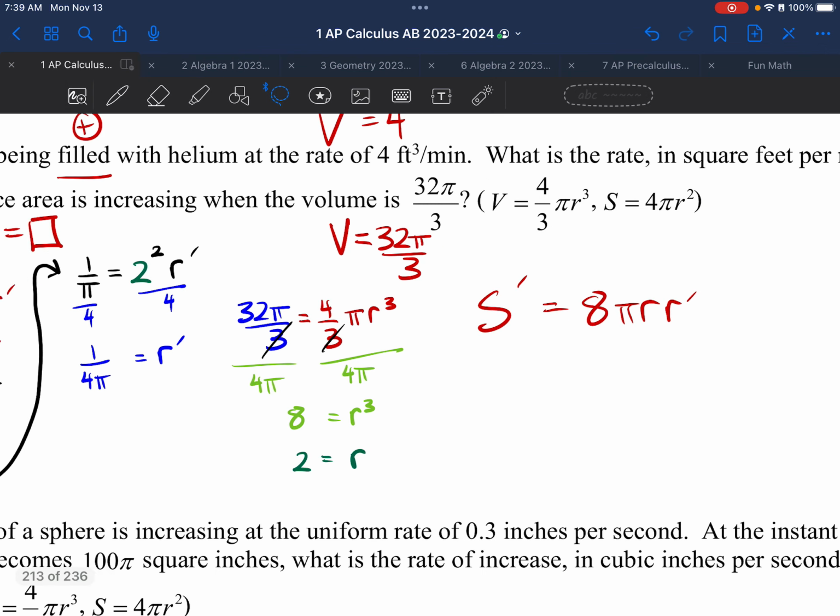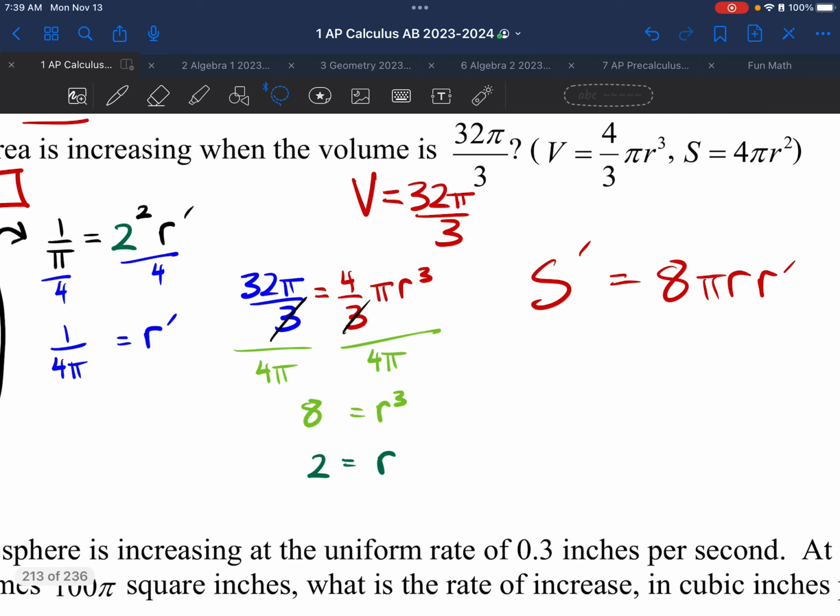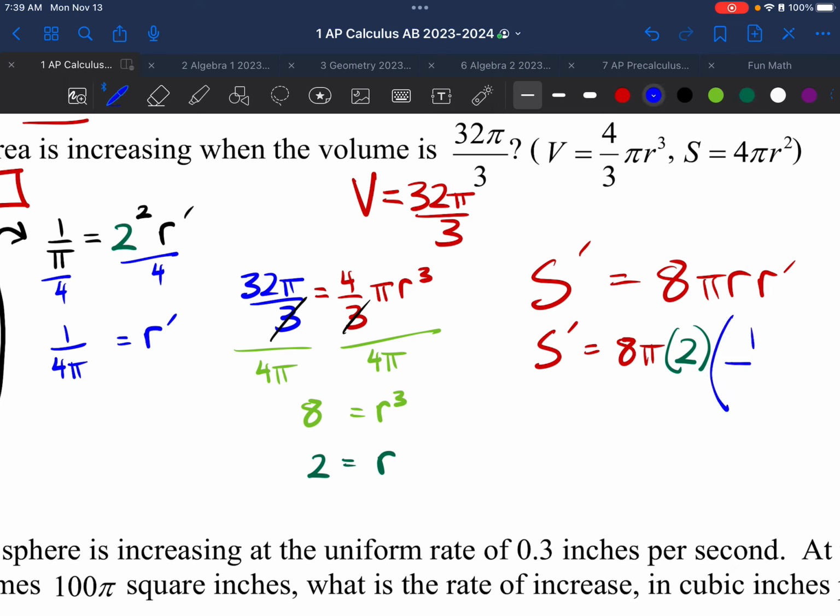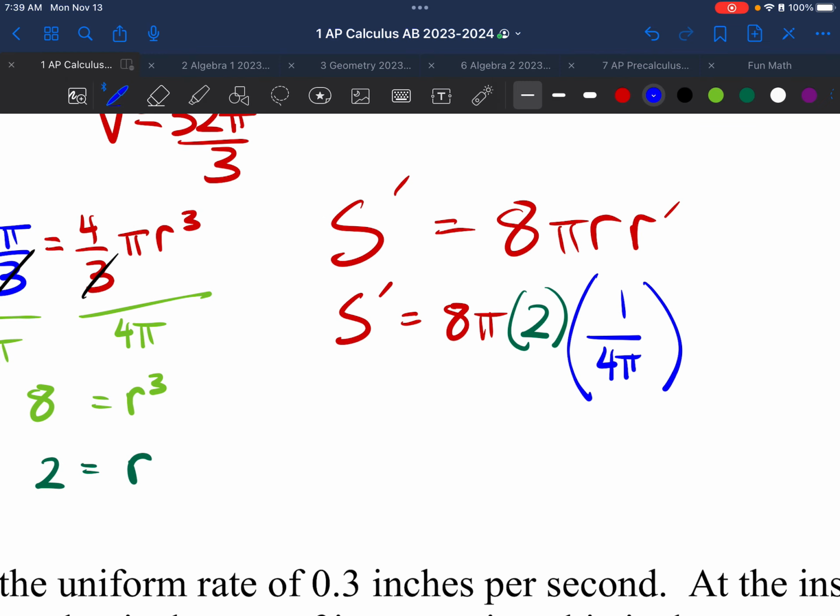There we go. Okay, so I'm going to say now that surface area prime is going to be equal to 8 pi. Okay, here comes the substitution. So r is going to be 2. And r prime is going to be 1 over 4 pi. Okay, and then from here I just need to simplify all this stuff.